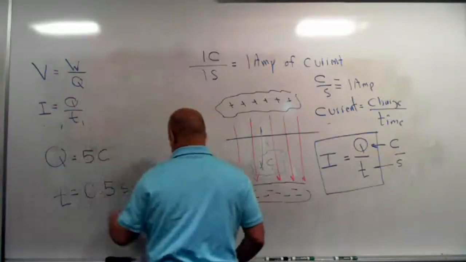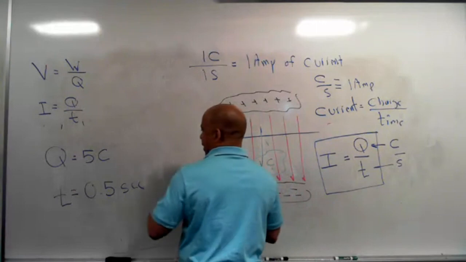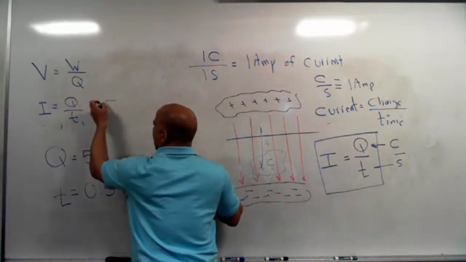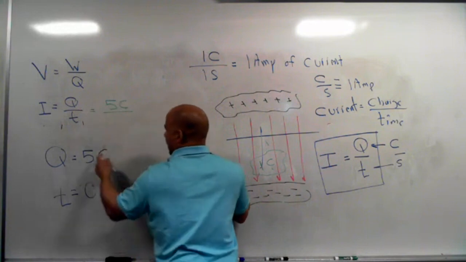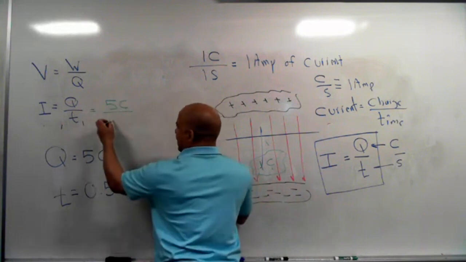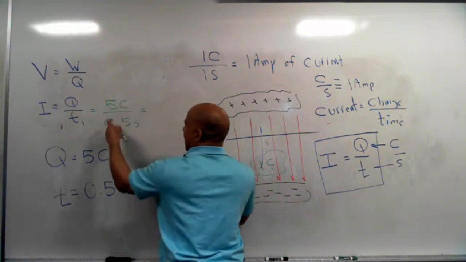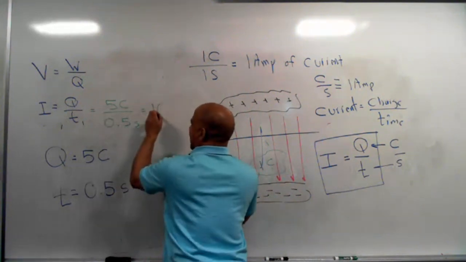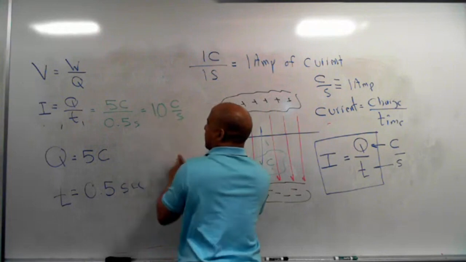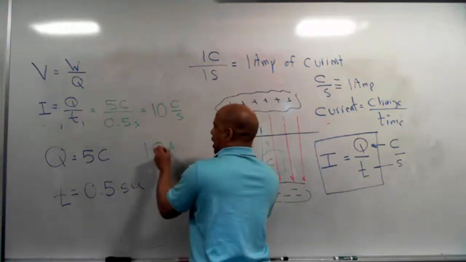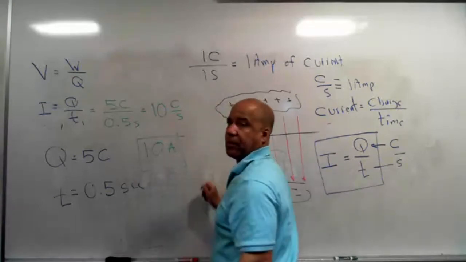So using this equation, I have 5 coulombs, so Q is 5 coulombs. The time is 0.5 seconds. If I divide 5 by 0.5, I get 10 coulombs per second. 10 coulombs every second, but a coulomb per second is an amp, so the current is 10 amps.